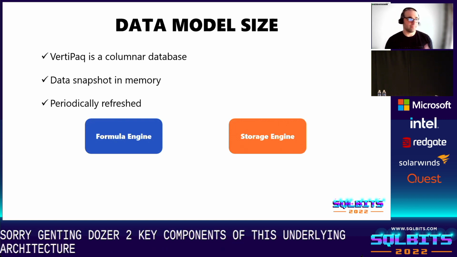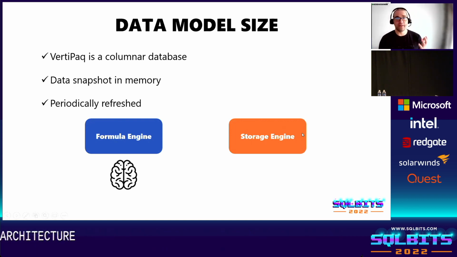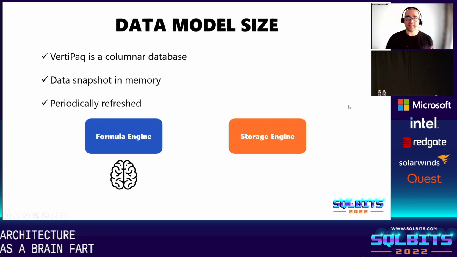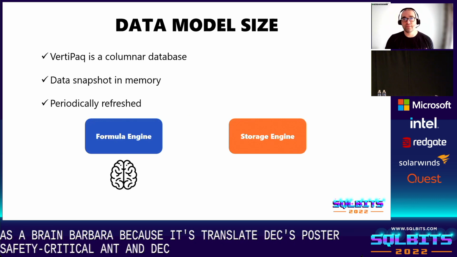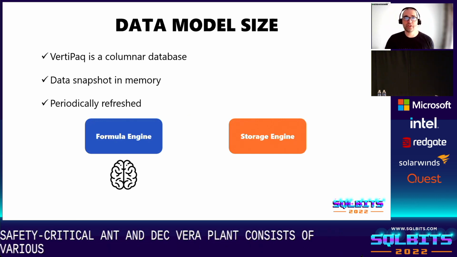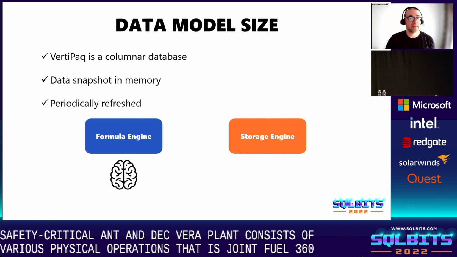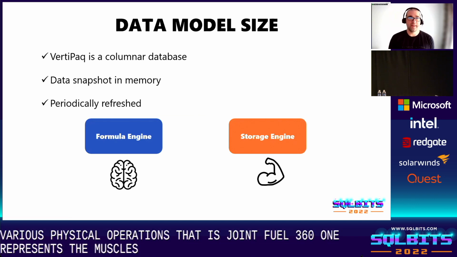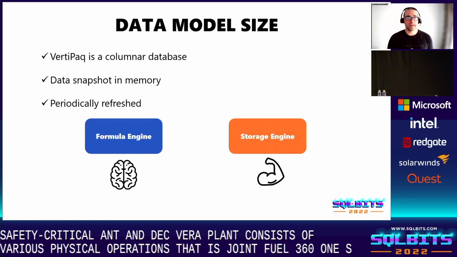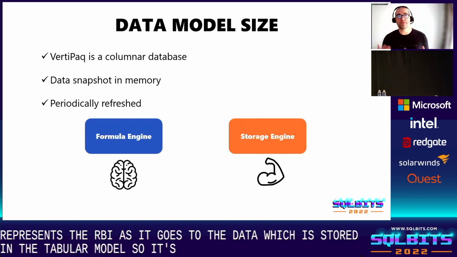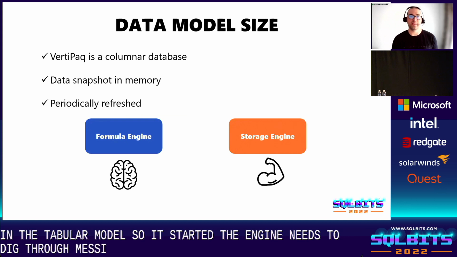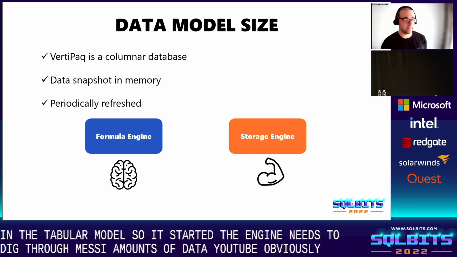Formula engine, you can think of it as the brain of Power BI because it translates DAX to a specific query plan, and that query plan consists of various physical operations such as joins, filtering, aggregations, and so on. On the other side, storage engine represents the muscles of Power BI as it literally goes through the data which is stored in the tabular model. So if storage engine needs to dig through massive amounts of data, it would obviously need more time and resources.